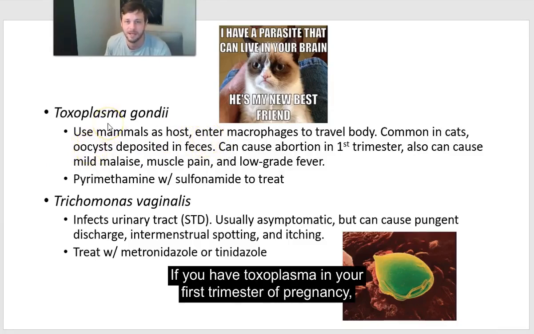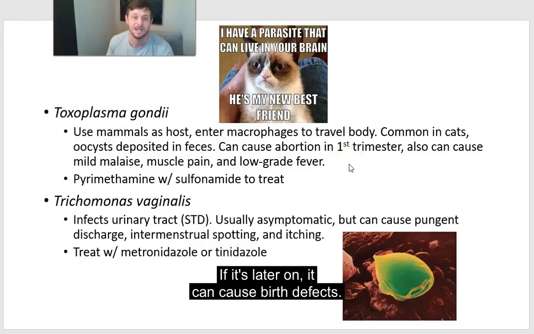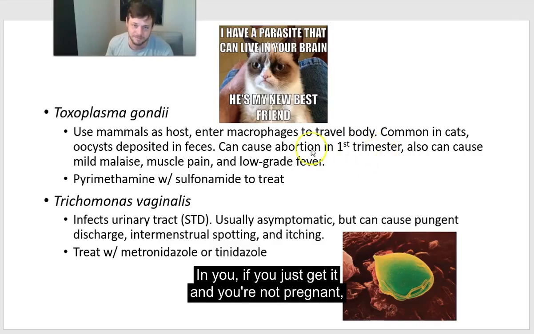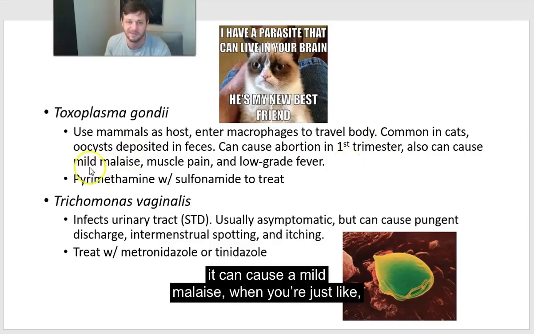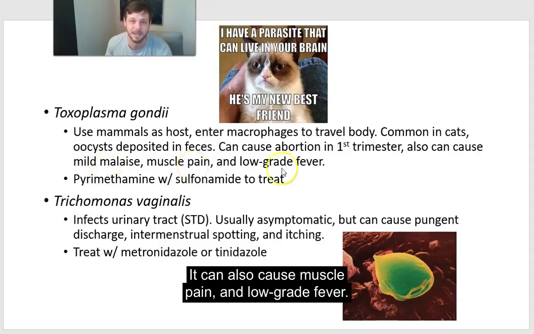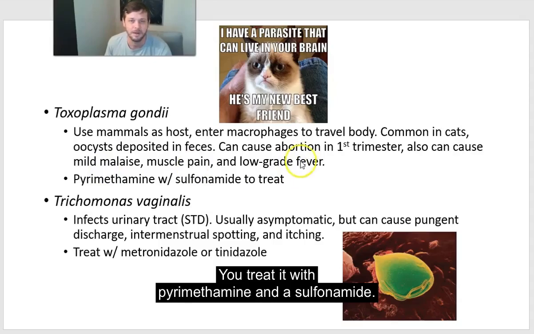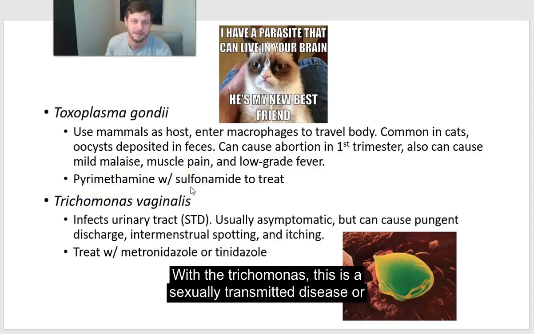If you have toxoplasma in your first trimester of pregnancy, it can cause a spontaneous abortion. If it's later on, it can cause birth defects. In you, if you just get it and you're not pregnant, it can cause a mild malaise where you're just like, man, I don't feel good. It can also cause muscle pain and low-grade fever. So it's kind of like having a pretty weak type of the flu. You treat it with pyrimethamine and a sulfonamide.